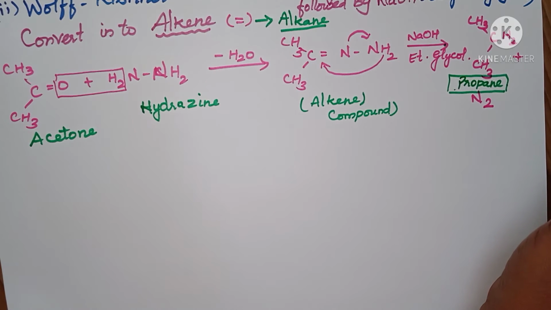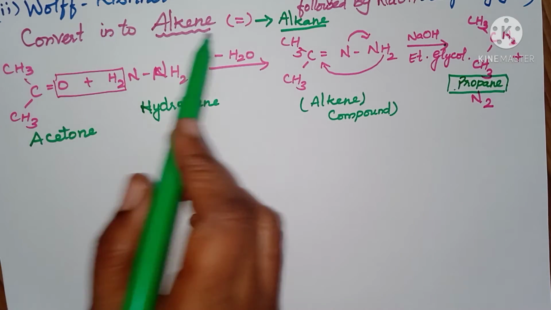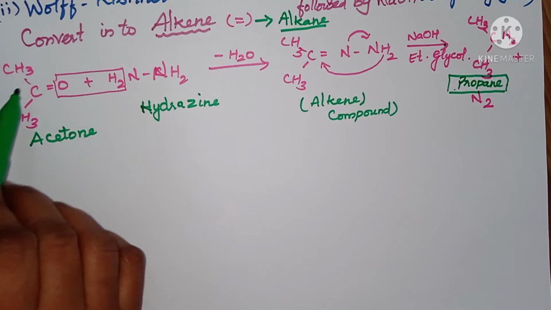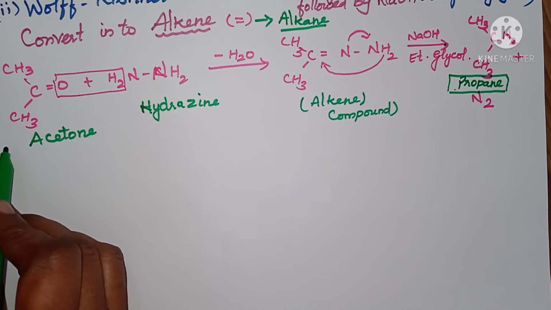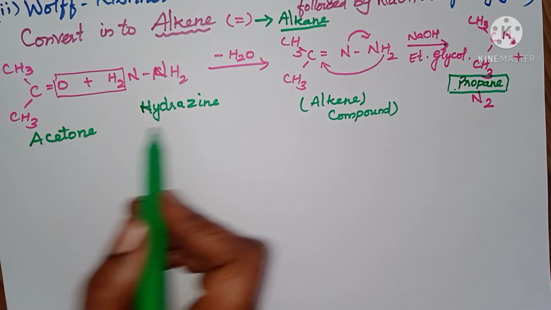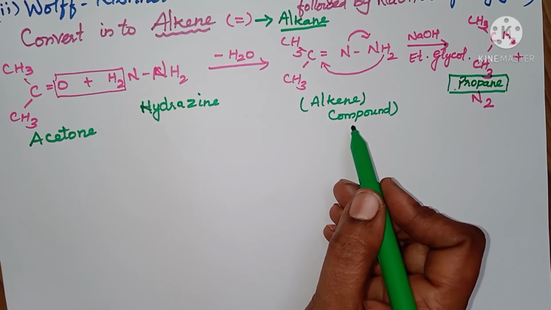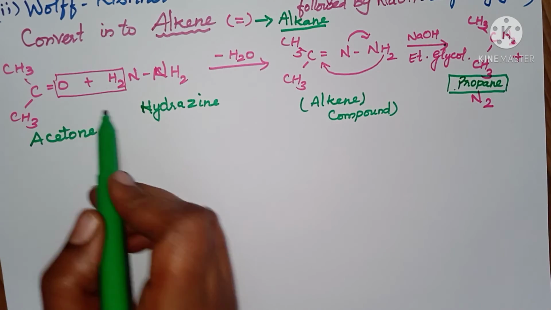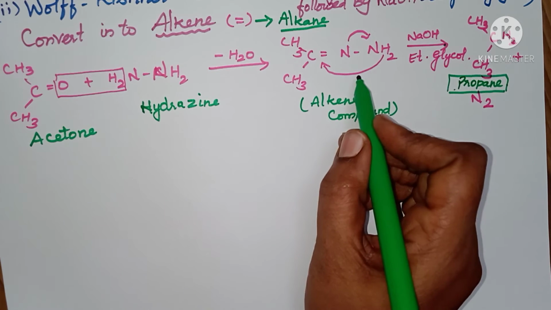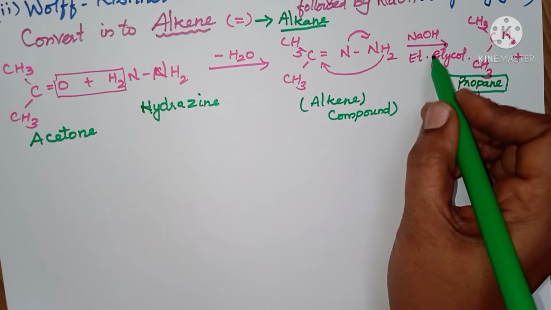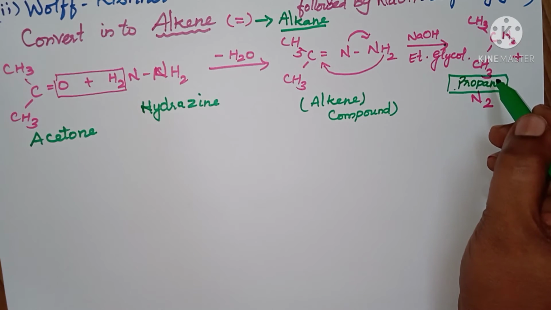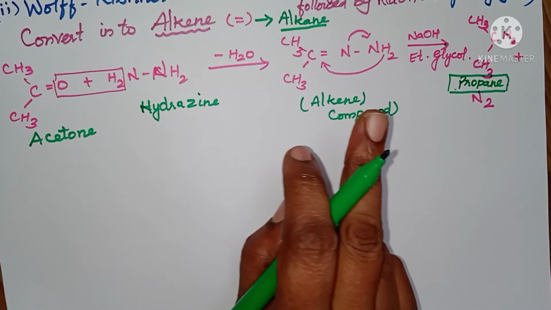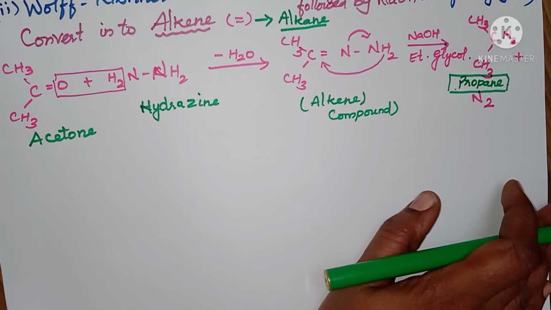Okay, this is the Wolff-Kishner reduction. You just note it. Wolff-Kishner reaction means it is converted into alkene, and again further reduced into alkane. What are the things we are using as reactants? Acetone with hydrazine. Here you are getting the alkene compound. Just remove the water molecule. Then again it is reduced with sodium hydroxide along with ethylene glycol. You are getting propane in the form of an alkane compound. Hope you got it.